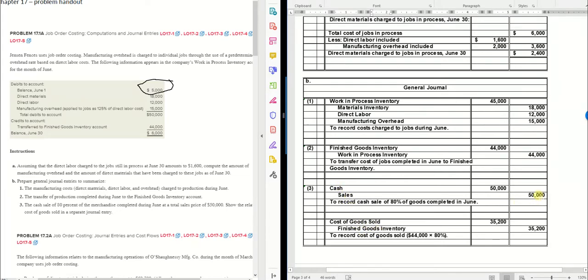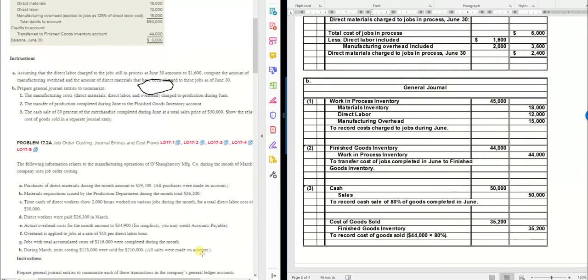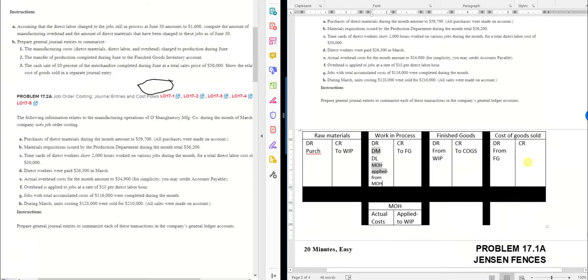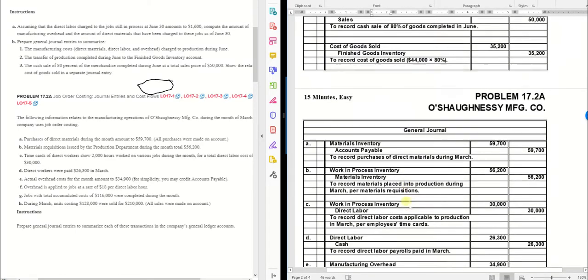So notice I have my income statement of sales of 50 minus cost of goods sold. And my ending inventory for finished goods will be 44,000 I put in there minus the 35,200 I took out. Okay, now let's go on to problem 17.2, and again, have this in front of you because I'm not going to be referring back to it by showing it.